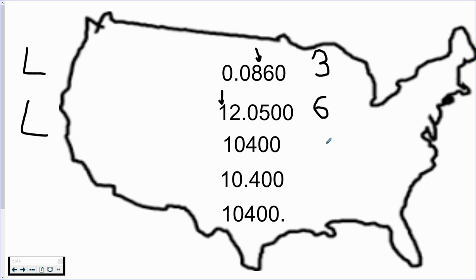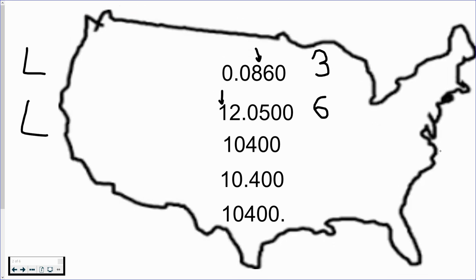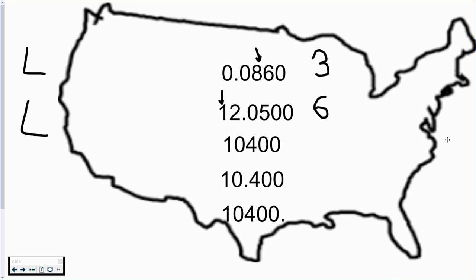Now, our next number, there is no present decimal, so we're going to start on the right. And we start with the first non-zero, that would be the 4. And we count from there until we run out. So 1, 2, and 3. So that one also has 3.